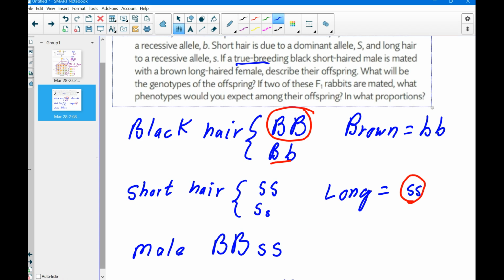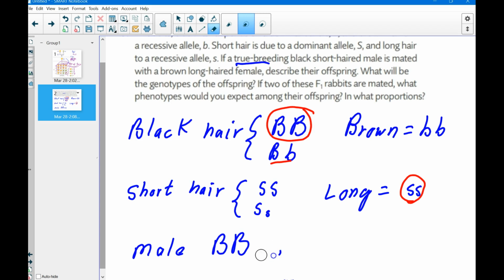Sorry about that. I had to go back and take a second and reread the question. I think I was almost off to a wrong start. Looking back here, where it says true breeding, as I mentioned a minute ago, true breeding would be BB for black, and it looks like short hair. The short hair is dominant, so it would have to be the SS. So the male would be capital B, capital S.